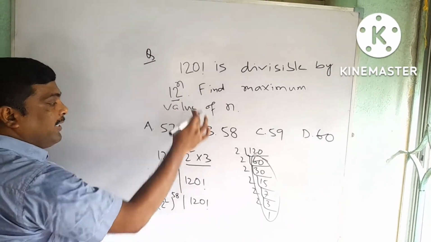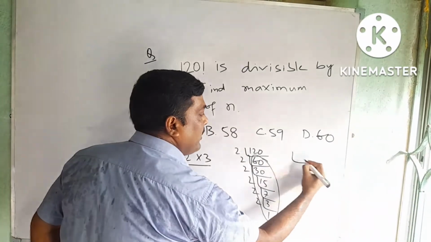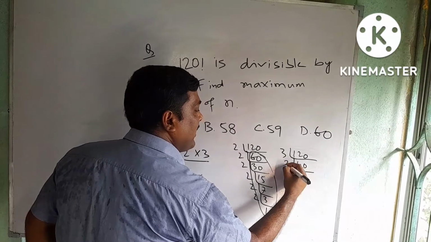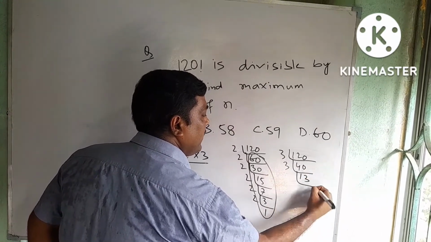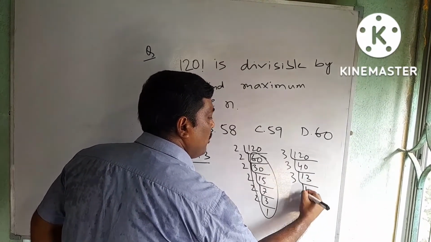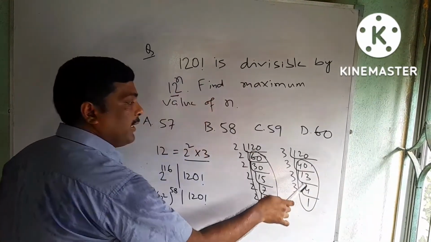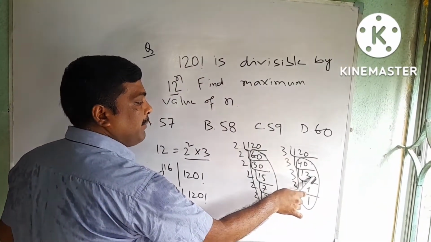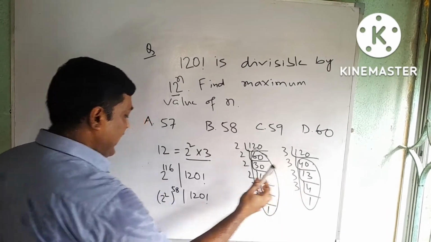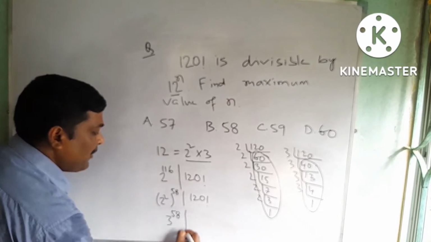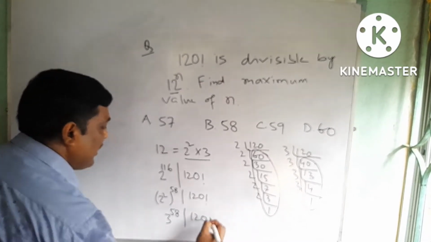Now divide 120 by 3. 120 by 3 quotient is 40. Divide 40 by 3. It is 13. Divide 13 by 3. 4. 4 by 3. 1. So calculate this sum of quotient. That is 40 plus 13, 53, 57, 58. Okay. So 3 to the power 58 divides 120 factorial.